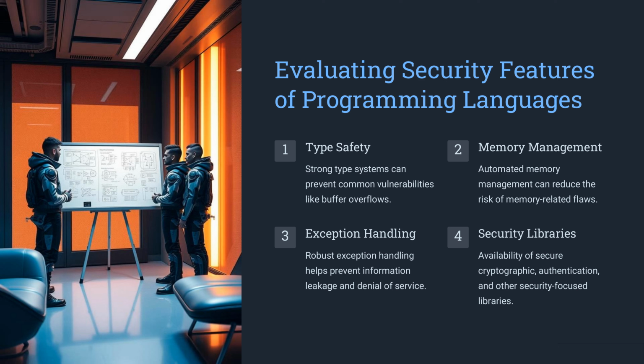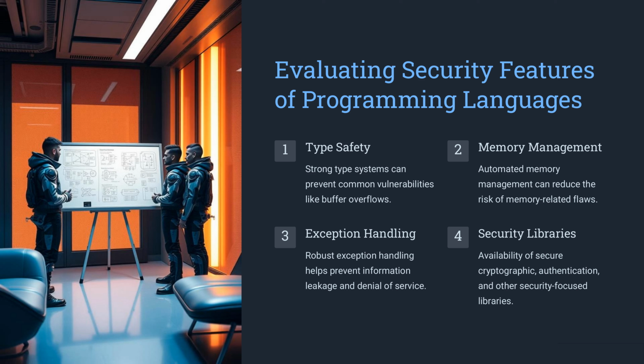When evaluating the security features of programming languages, there are several key areas to consider that can have a significant impact on the safety and reliability of your software. Firstly, type safety is an essential aspect. Languages with strong type systems can help prevent common vulnerabilities, such as buffer overflows, by catching errors at compile time rather than runtime. Another critical area is memory management. Automated memory management, like garbage collection, can significantly reduce the risks associated with memory-related flaws, such as memory leaks or buffer overread and overwrite, which are common in languages without this feature.